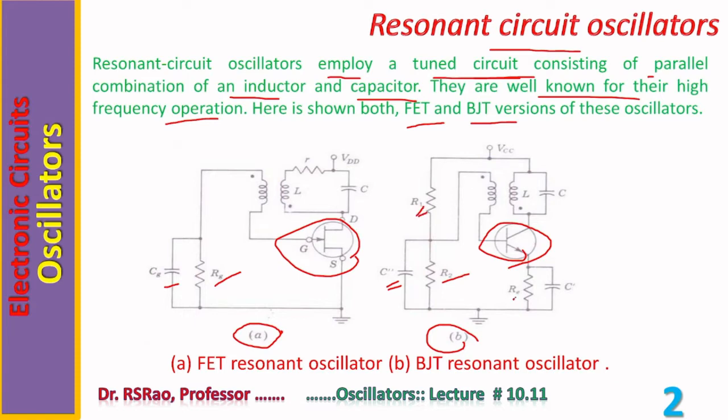R1, R2, RE, C prime. RE is for the stability of the amplifier. C prime is a bypass capacitance. One can see here a parallel LC circuit. One can also notice the coupling that exists to the input side through another inductor.